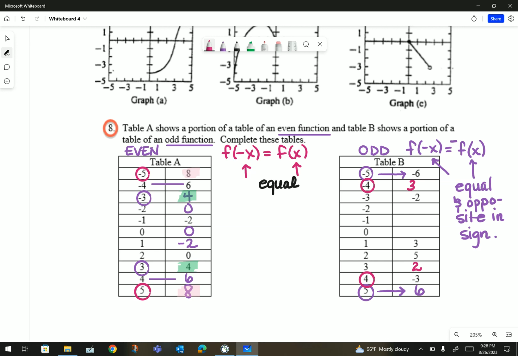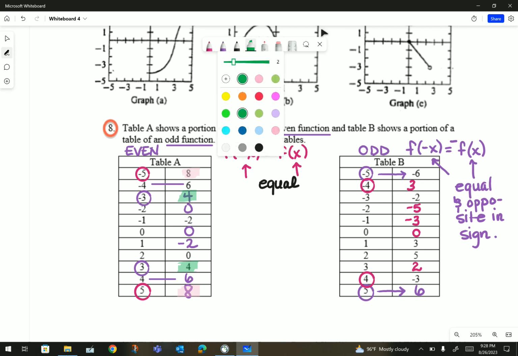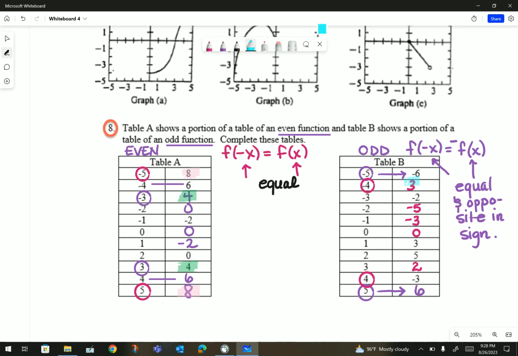2 is matching to 5, so negative 2 has to be negative 5. I switch the sign. 1 goes to 3, so negative 1 has to map to negative 3. And then again, this is our 0, 0. So notice once again, the y values: the 3 for negative 4 was a negative 3, or the negative 3 for negative 1 was a positive 3 for positive 1. Okay, so they had to be opposite in sign.